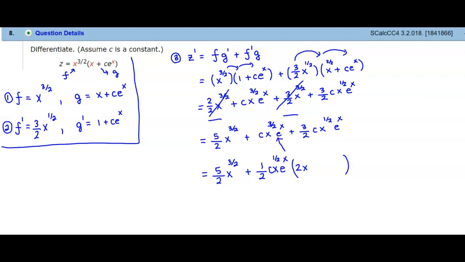Okay, and then plus 1/2 times that is just going to be 3. And so therefore, the derivative of this function is going to be 5/2 x to the 3/2 plus 1/2 times the constant c, x to the 1/2 e to the x times 2x plus 3.